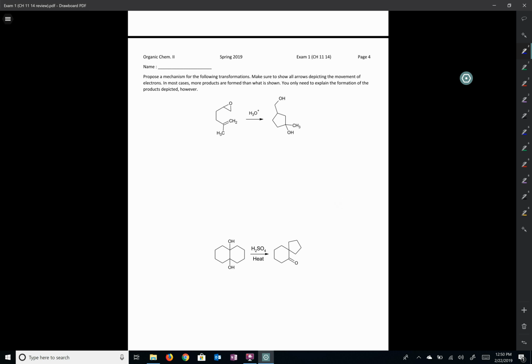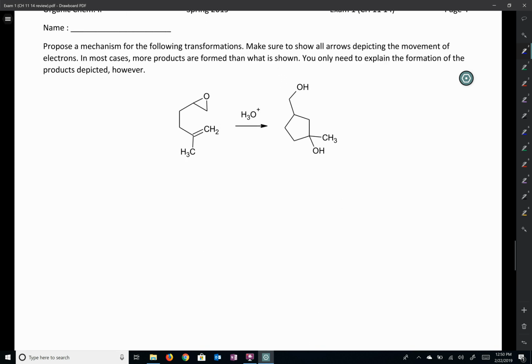Okay, so we're working our way through exam 1. We're on page 4, and we're looking at the mechanisms. So let's take a look at the top one here. We've got an epoxide, we've got an alkene, and we're asked to get from one side to the other. So we're just asked to propose a mechanism to get to our product that's shown.